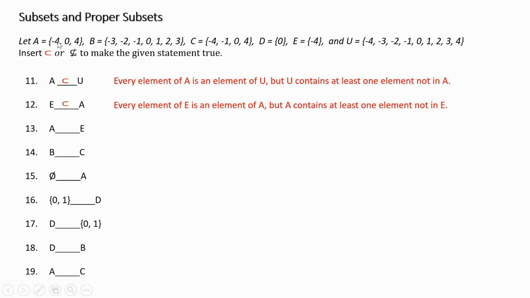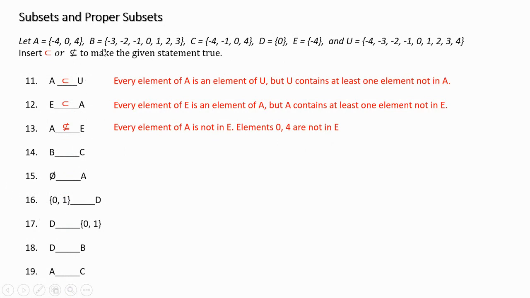Number 13, we have A, we have E. So this one will be not a subset. A is not a subset of E. Every element of A is not in E. Elements 0 and 4 are not in E.